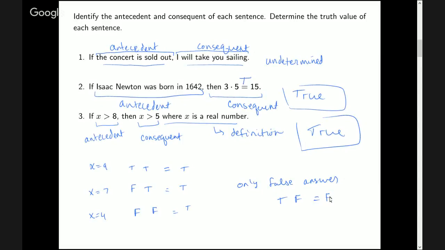Why is it that false implies true is true? Because remember, this is if P then Q. It's a contract. If the first one fails, it doesn't matter what happens after that. You're going to get a true answer. So that one is actually true.